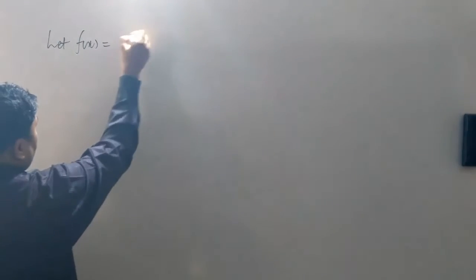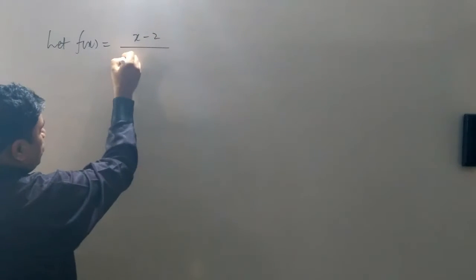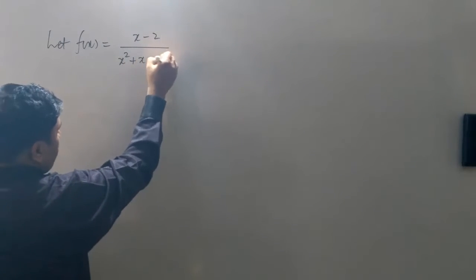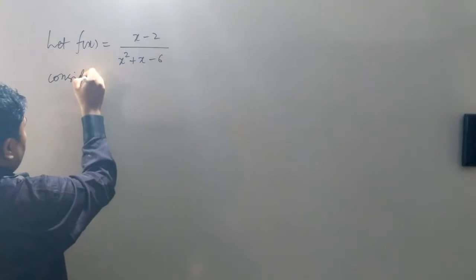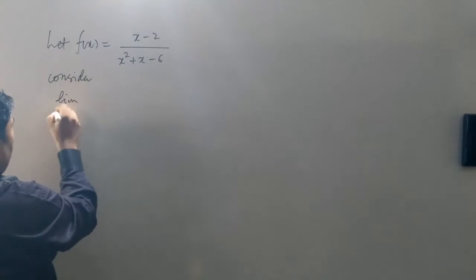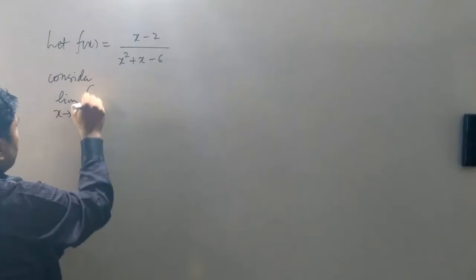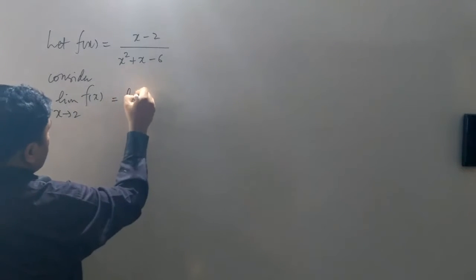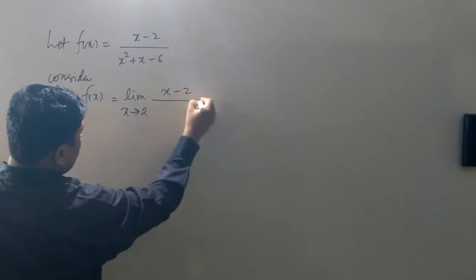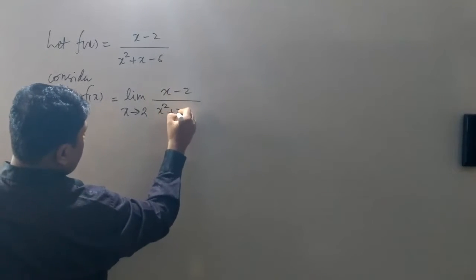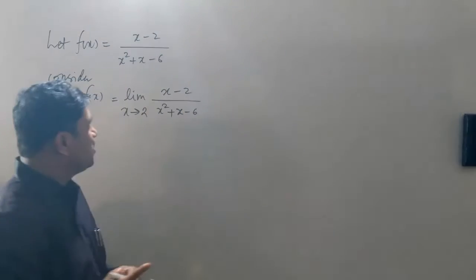Now we will consider one more example for limit. Suppose we have the function f of x is equal to x minus 2 upon x square plus x minus 6, and now we consider the limit for f of x as x tends to 2. Now this is what we will be having: limit x tends to 2 x minus 2 upon x square plus x minus 6.